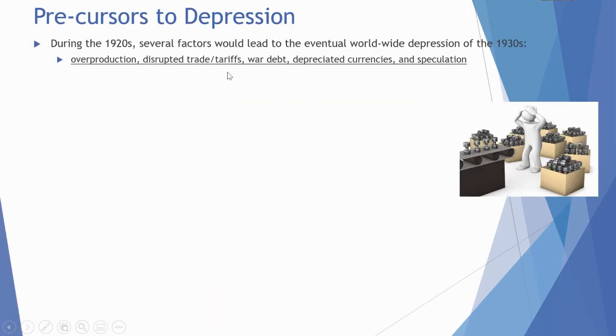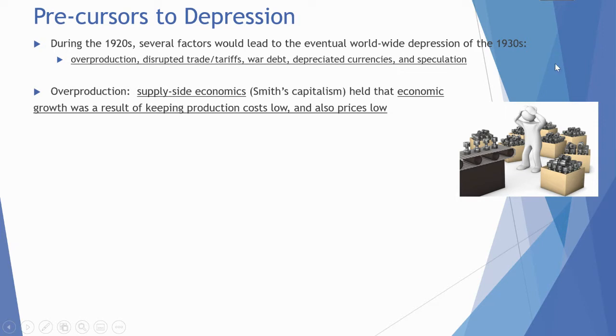So during the 1920s, several factors would lead to the eventual worldwide depression of the 30s. Overproduction of stuff, and things were just sitting on shelves because too much was being produced. A lot of tariffs trying to keep prices high. War debt from World War One. We talked about how Germany's currency is going to be worth nothing, and speculation in the stock market. Basically, people investing money that they really didn't have through bank loans and things like that.